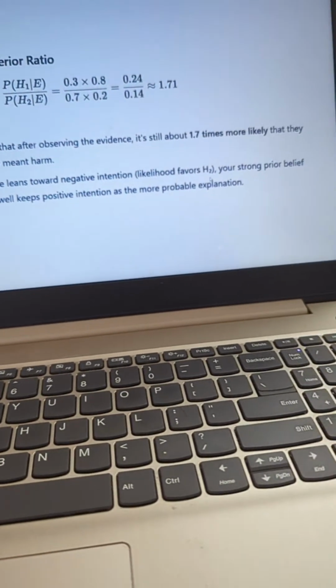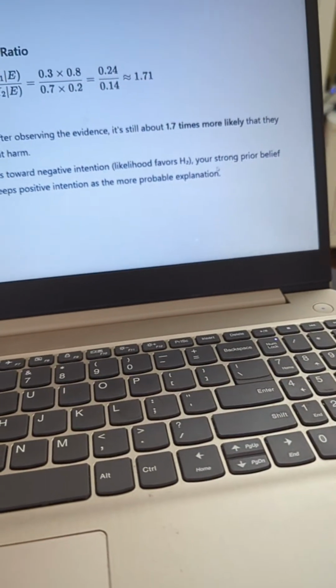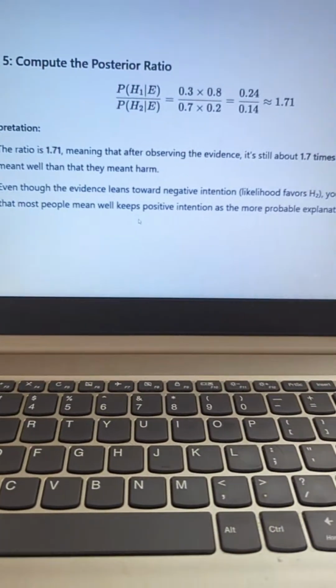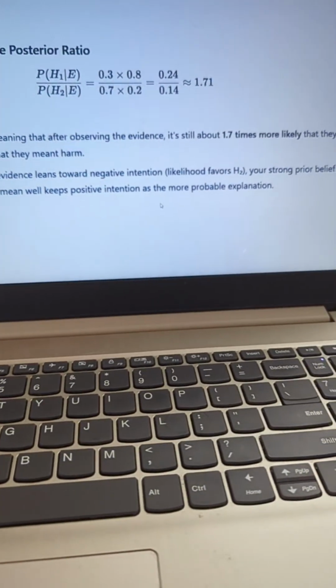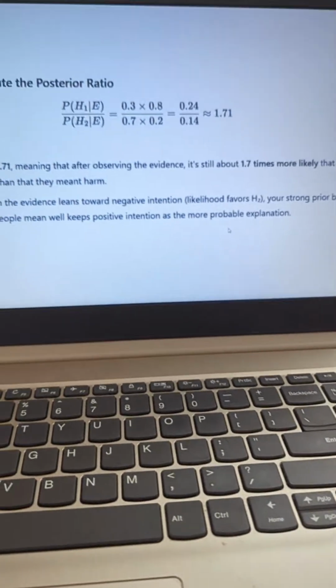meaning that even though the evidence leans toward a negative intention, that's the beauty of it, your strong prior belief that most people mean well keeps positive intention as the more probable explanation. In other words, it's more probable what? That you're overthinking the whole damn thing, right? At the end of the day, you are overthinking the whole thing.